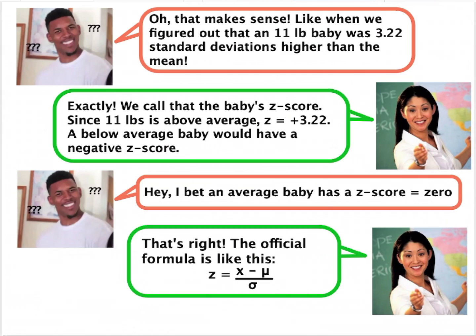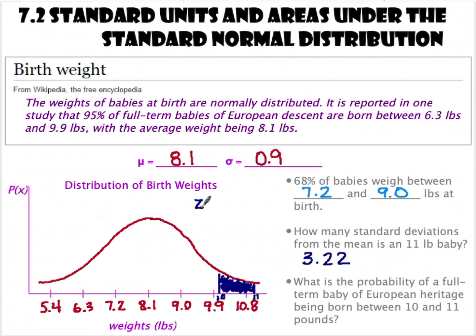A below average baby would have a negative z-score. Hey, I bet an average baby has a z-score equal to 0. That's right, the official formula is like this: Z equals x minus mu divided by sigma. Let's practice that formula. Z equals x minus mu divided by sigma.